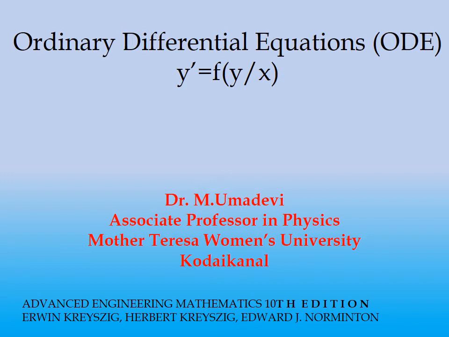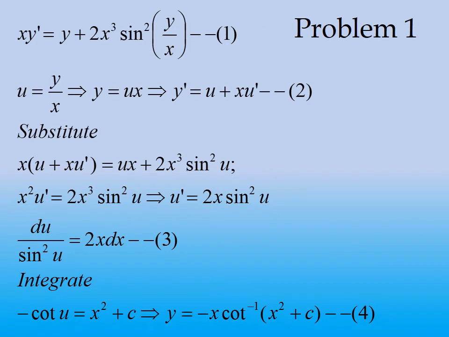For this I have referred Advanced Engineering Mathematics by Kreyszig. First problem is the ordinary differential equation x y prime is equal to y plus 2x cube sine squared y by x. Here you are taking u as y by x. So if you take u as y by x, then y is equal to ux.